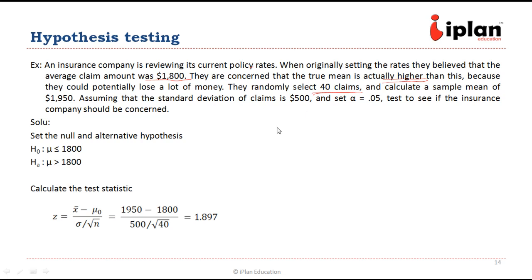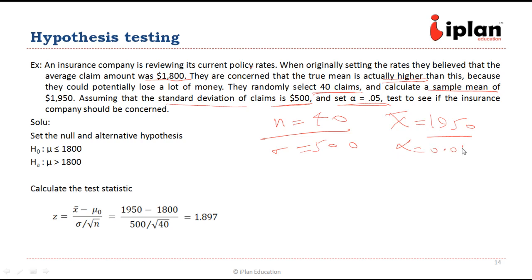They randomly select 40 claims. So the number of elements in the sample is 40. They calculate a sample mean which is 1950, assuming that the standard deviation of the claim is 500. So this 500 is for the population. The level of significance for the test is given to be 0.05 or 5%.